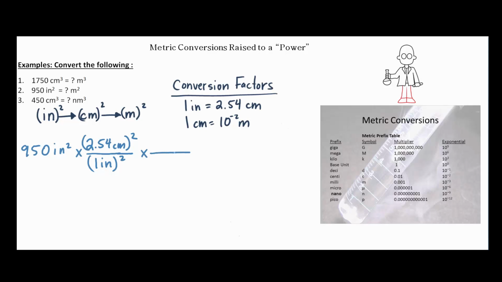And the next step, we want to go from centimeters squared. So 1 centimeter is equal to 10 to the minus 2 meters. So we would square here. That would give us our centimeters squared.